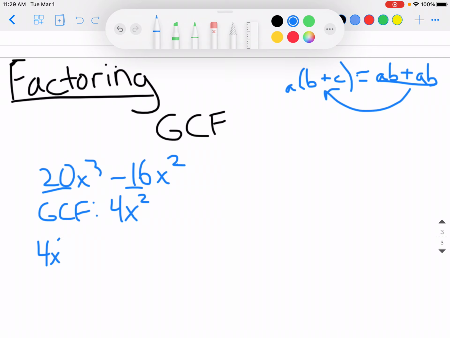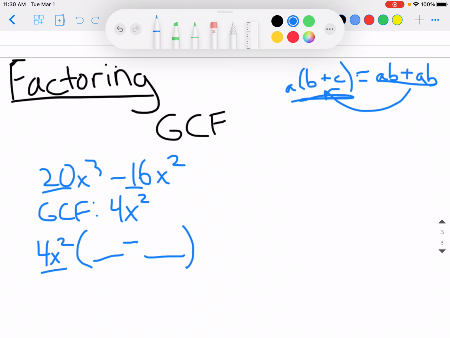So 4x squared. And then what I'm going to do is put parentheses so I can start to set up this undistribution process. I like to put placeholders just to remind me two things are going to go there. I'm not going to use a plus sign. I'm going to have a minus sign because it is minus. And now I just have to check to see what goes there.